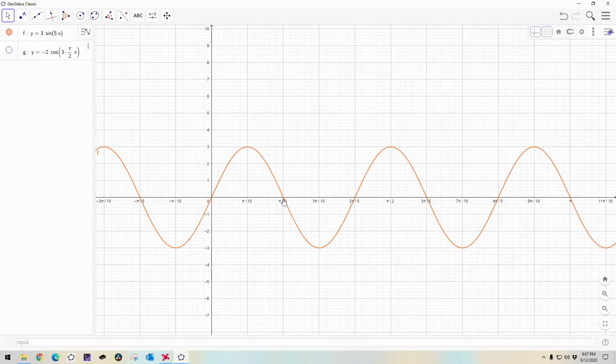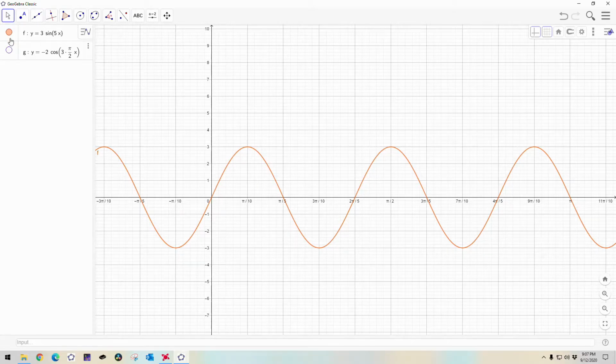Then it goes through the center again at pi over 5, which remember is 2 pi over 10, and it bottoms out at 3 pi over 10. And then technically this would be 4 pi over 10 where it would end this cycle right here. So there's a full period from beginning to end just between these two marks here for this guy.